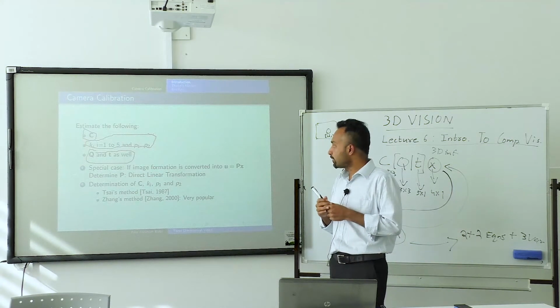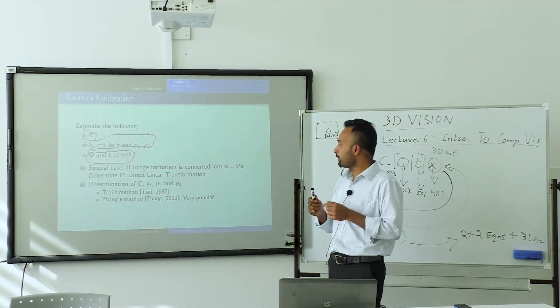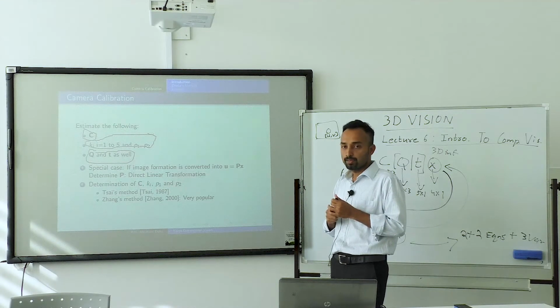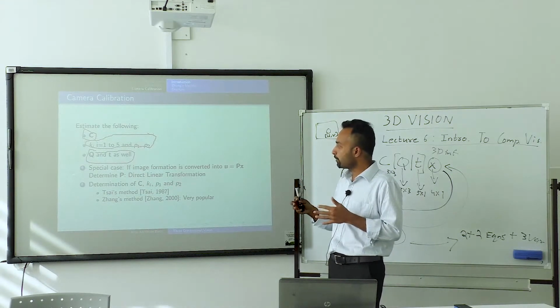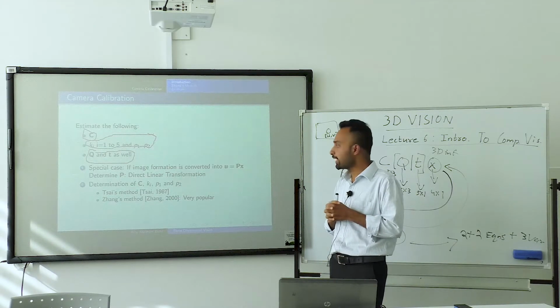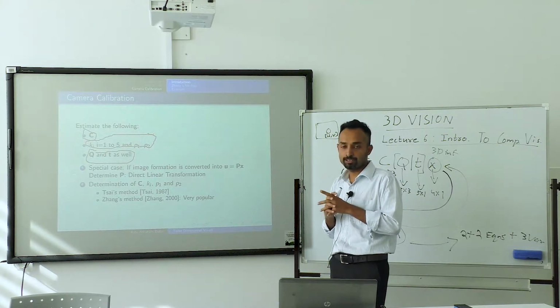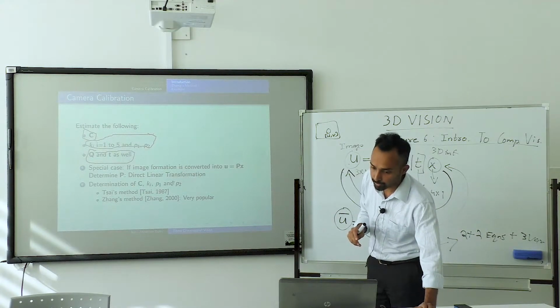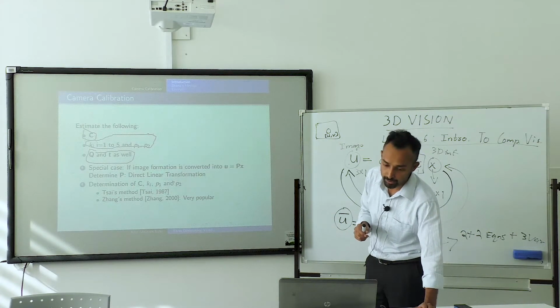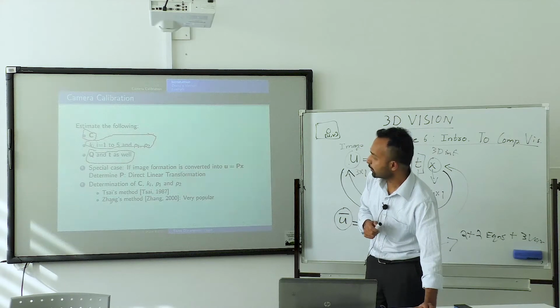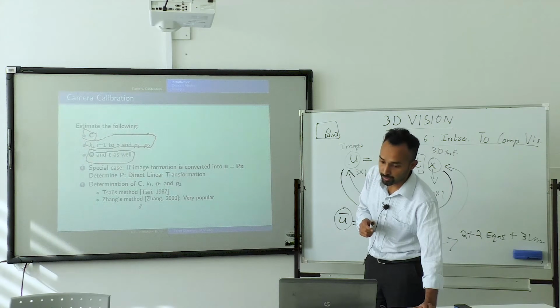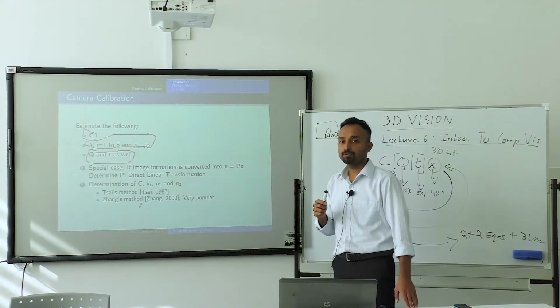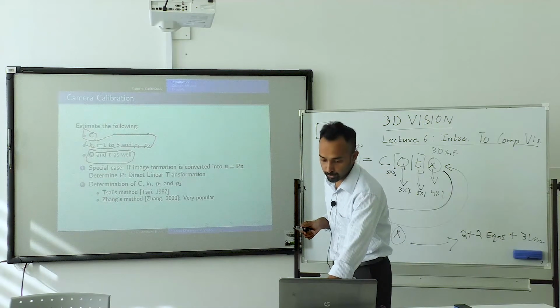The process of determination of C, the distortion parameters, and P is normally referred to as camera calibration, and there are famous methods which are used. One of them is Tsai's method. This is a very old method, proposed in 1987, and it was quite popular till Zhang proposed his method, which is Zhang's method, in 2000. So I'll be explaining how Zhang's method is applied.